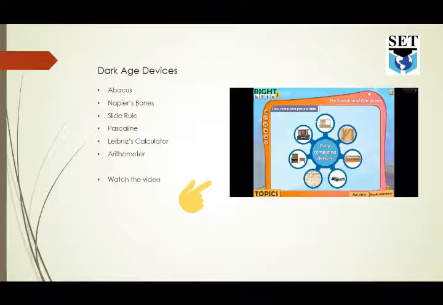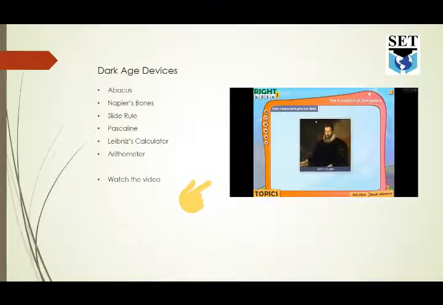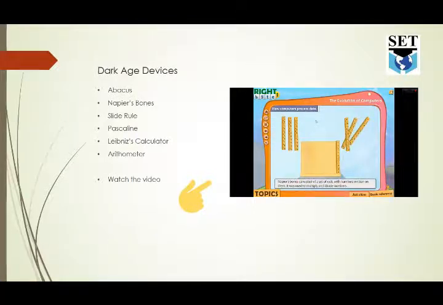Napier's bones. Then, in 1617, John Napier, a Scottish mathematician, invented a calculating instrument called Napier's bones. Napier's bones consisted of a set of rods with numbers written on them. It was used to multiply and divide numbers.